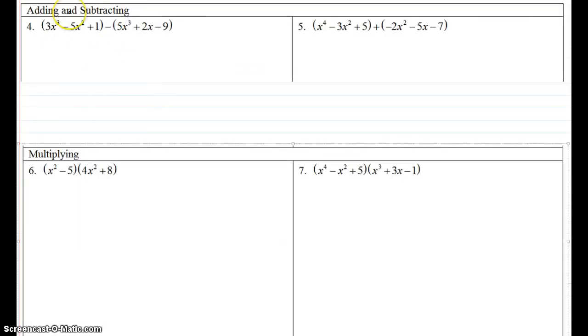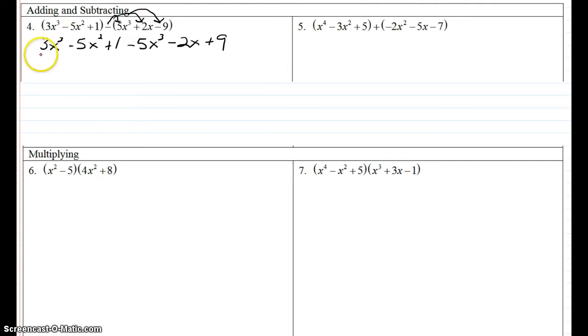Alright, let's take a look at number 4, adding and subtracting. So we have this polynomial minus the second polynomial, and whenever we subtract, we're going to change all the signs, or you can think of it as we distribute the negative into each term inside the parentheses. So I'm just going to rewrite the first, and now change all the signs. Minus 5x cubed minus 2x plus 9.